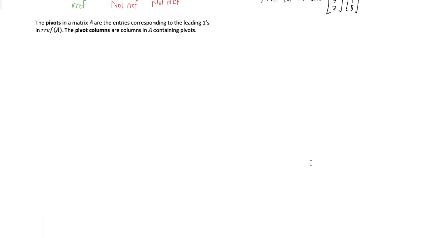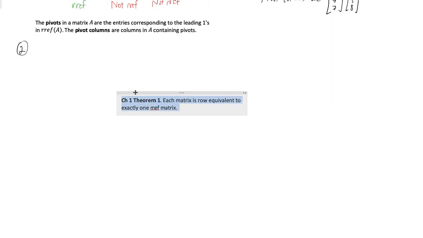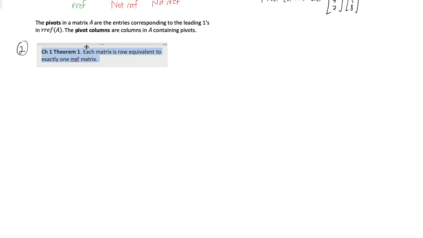Okay, so let's continue on to our second topic, which is on writing solutions using rref. So we'll start with a theorem. This is theorem 1 from chapter 1. It says each matrix is row equivalent to exactly one rref matrix. So what this allows us to do is to put a matrix into reduced echelon form to solve it.